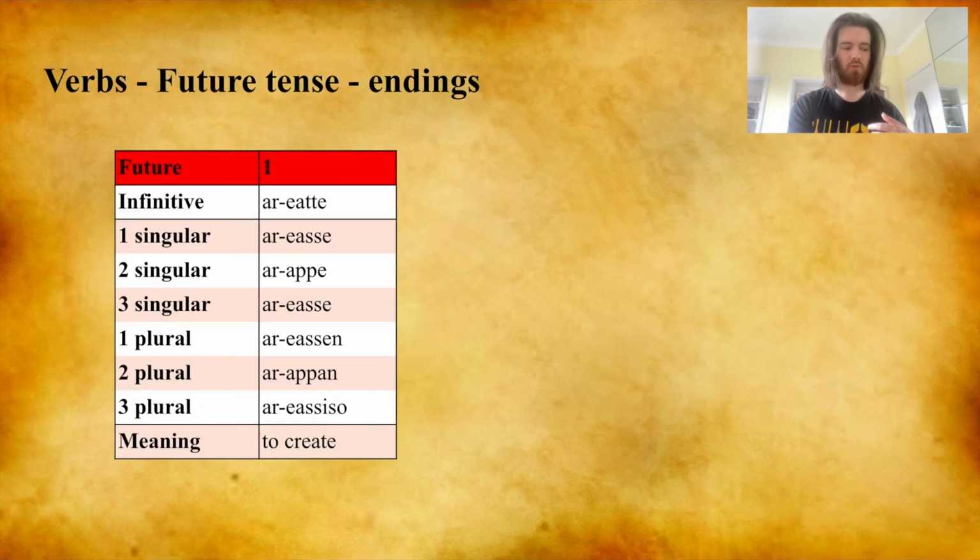The full list of endings for the first conjugation are areate, which means something like to be about to create. Areasse, I will create. Arappe, you will create. Areasse, he, she, it will create. Areassen, we will create. Arappan, you all will create. And areassiso, they will create. You'll see syncretism between the first singular and the third singular, so that areasse either means I will create or he, she, it will create. That can be deduced from context.